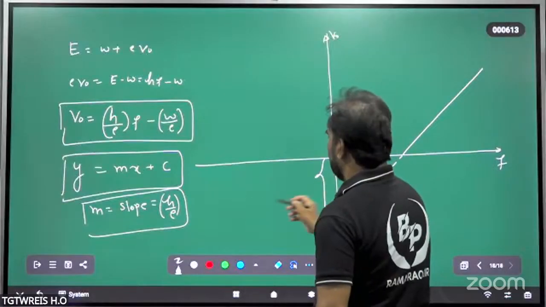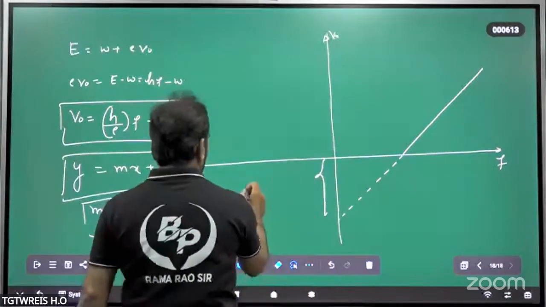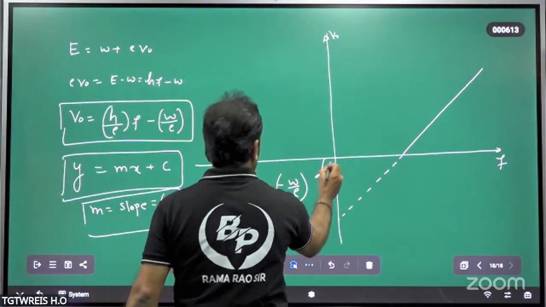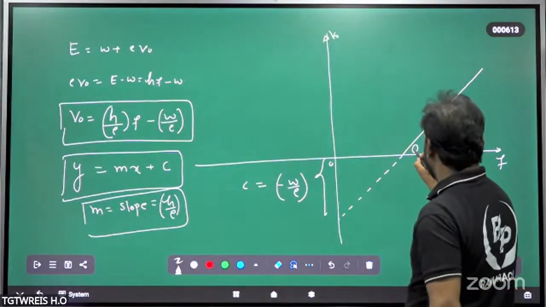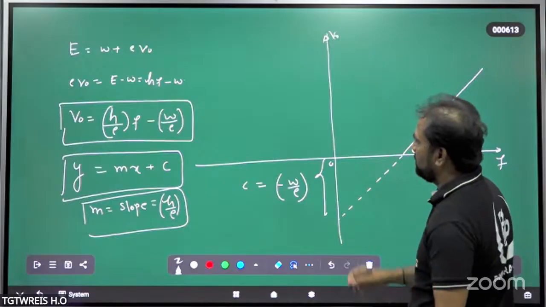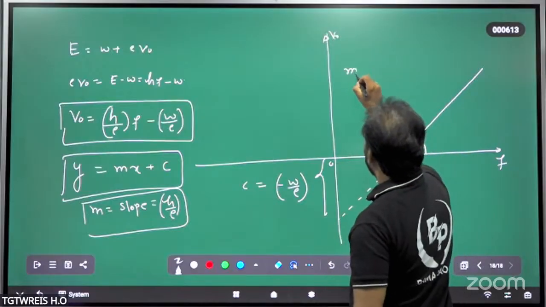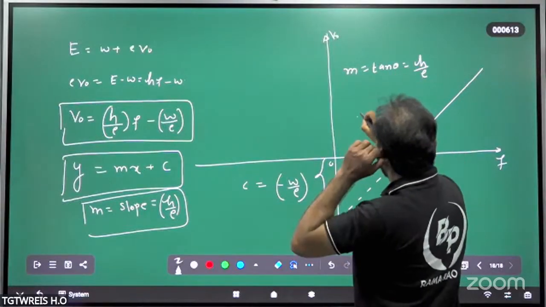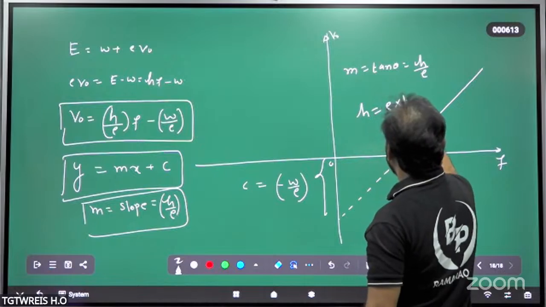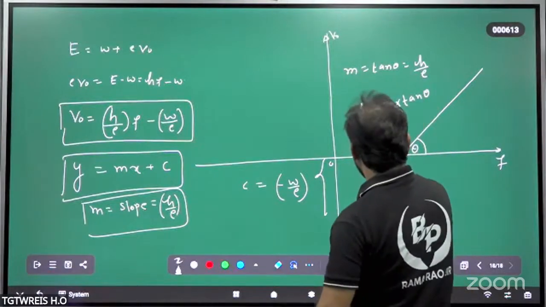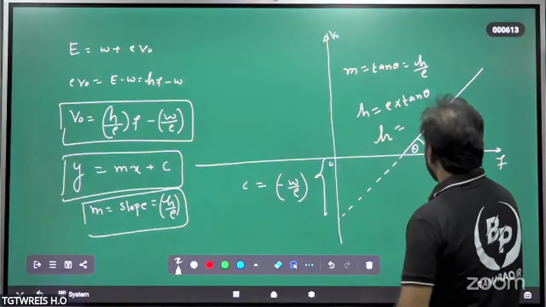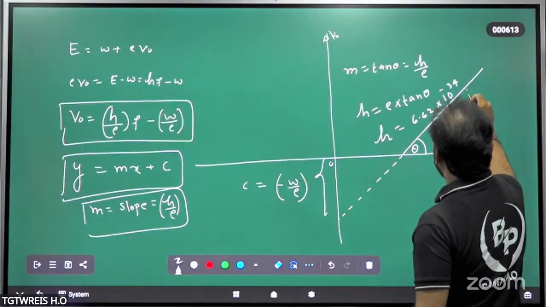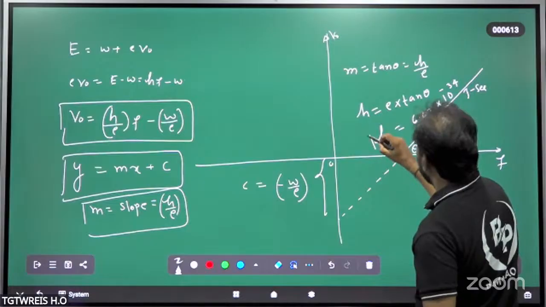The constant value is equal to minus W by e. This is the angle theta. The slope of the graph, tan theta, is equal to m, which is h upon e, where h is equal to e into tan theta. So from this, the h value has to be calculated experimentally. It is 6.62 into 10 to the power of minus 34 joule second.